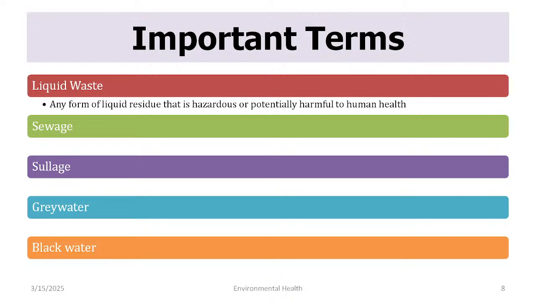So human excreta will go both in sewage and black water. The difference is black water is just a part of sewage. It also contains grey water. Both grey water and black water are technical terms. Sewage is nearly similar to grey water. So liquid waste without human excreta is sewage.